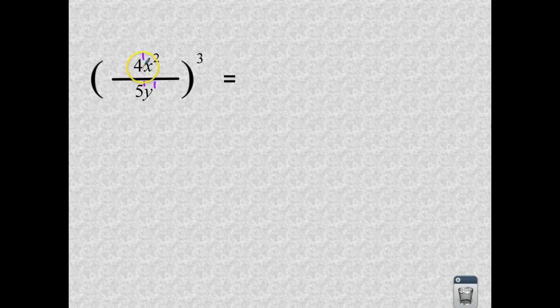So let's do the numerator first. So 4 to the first to the third, we said power to a power, we multiply. So that would be 4 to the third. x to the 2 times 3 is 6. And then we have 5 to the first to the third. So 1 times 3, so that would be 5 to the third. y to the 1 times 3 is 3.